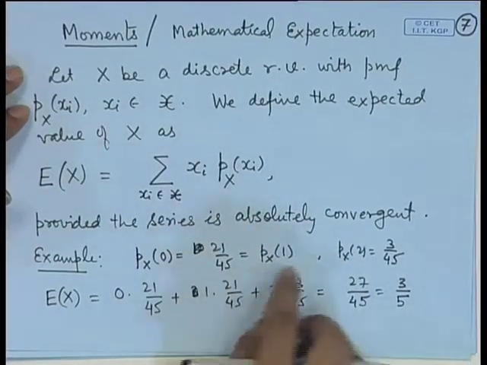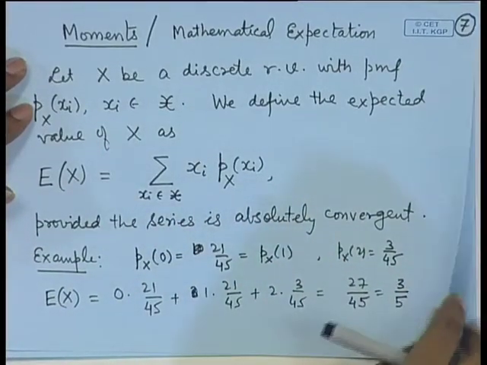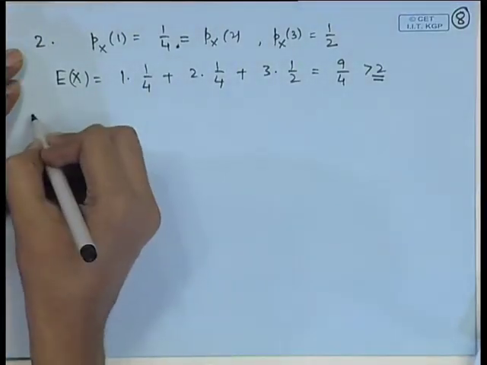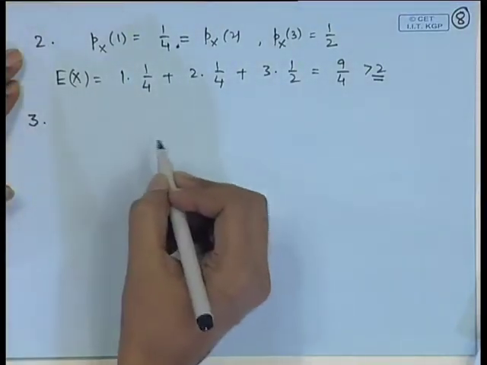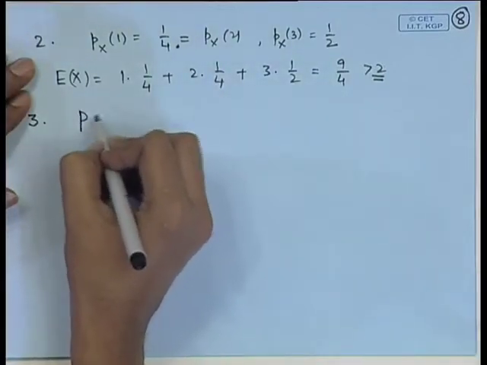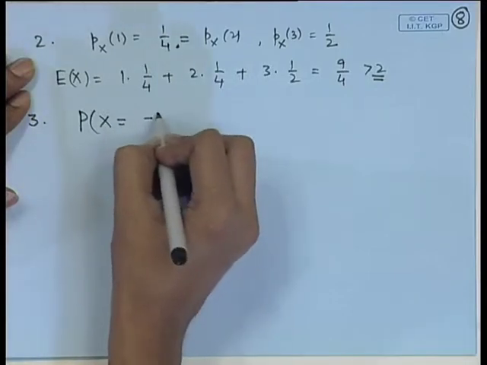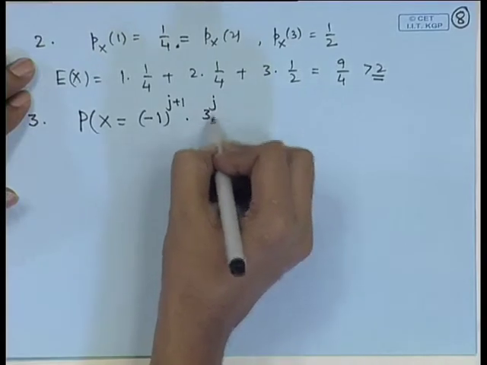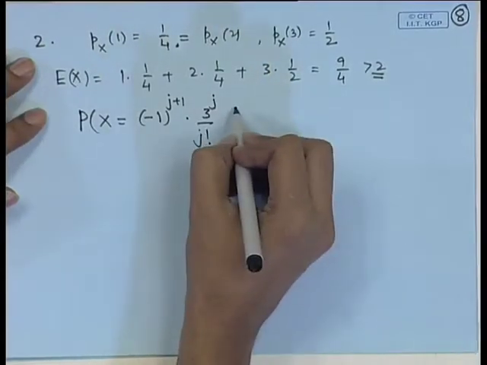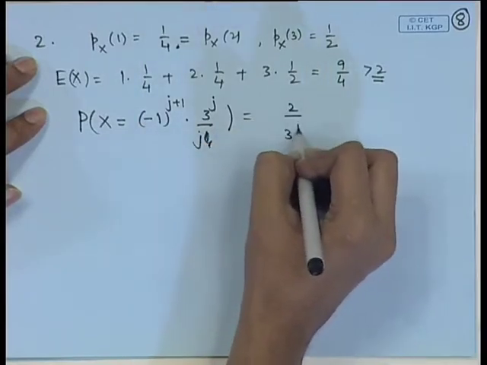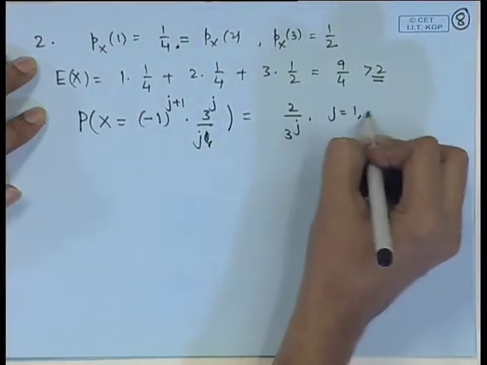You notice here that we have not checked the condition of absolute convergence, because the number of terms is only finite. The condition is actually needed in order that the expectation is well defined. Consider, say, probability that x is equal to (-1)^(j+1) 3^j by j factorial is 2 by 3^j, j is equal to 1, 2 and so on.